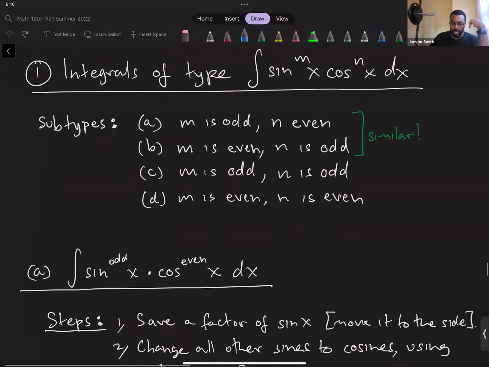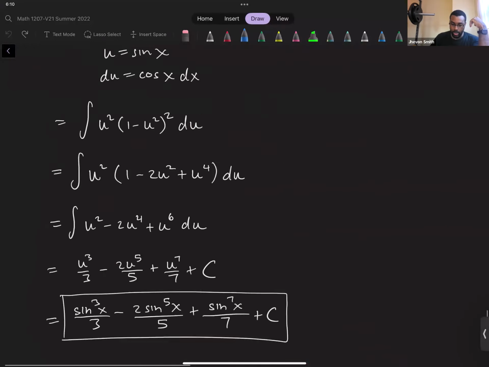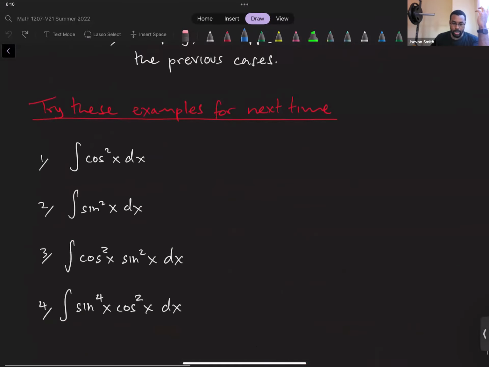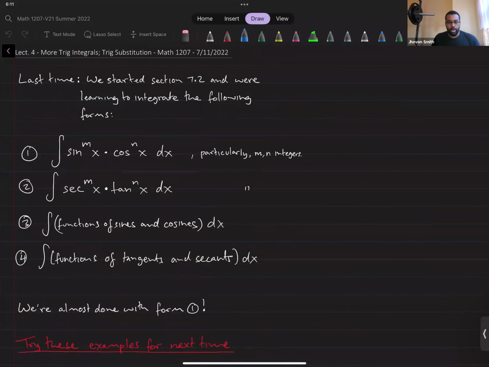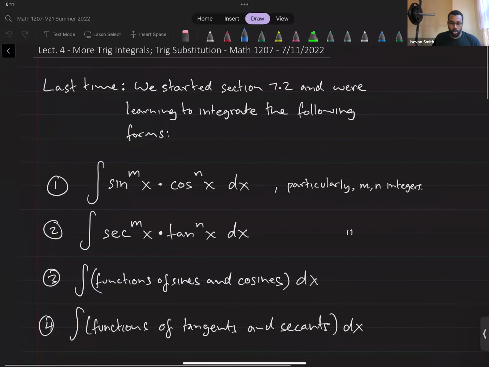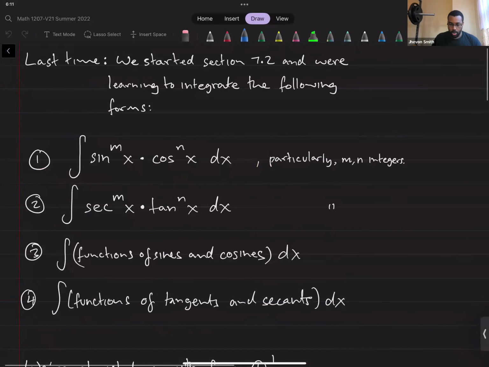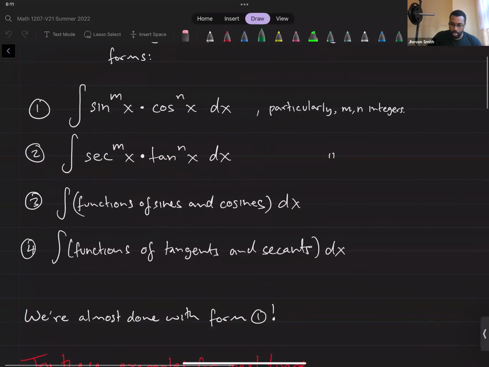So that is the last case that we had to deal with. We didn't do any examples. We kind of ran out of time, but I asked you guys to try these on your own, to see how they go. So that's where we are right now. So that brings us to today, lecture 4, where we're kind of almost done with this one.